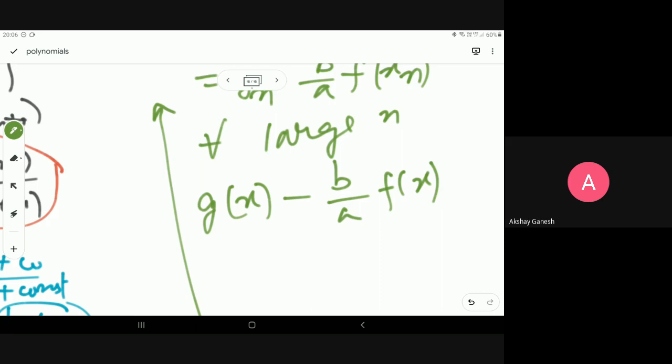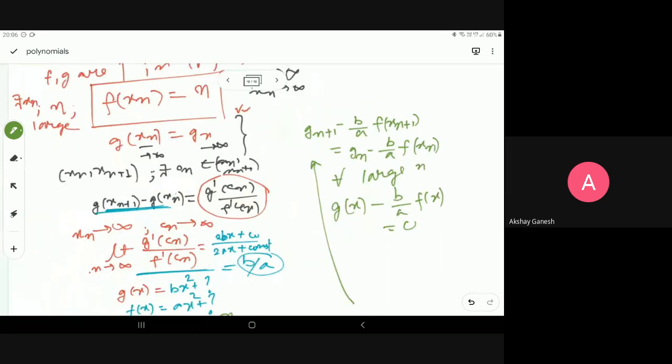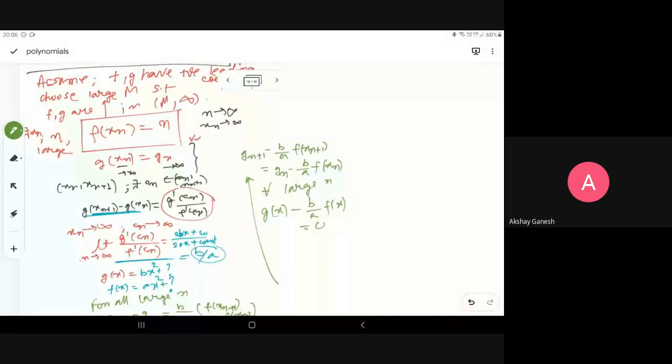So for all large enough xn, this basically tells you that this must be a constant c. Yeah, and that concludes. Does anyone have any questions from this? Anyone has any questions, please feel free to ask.